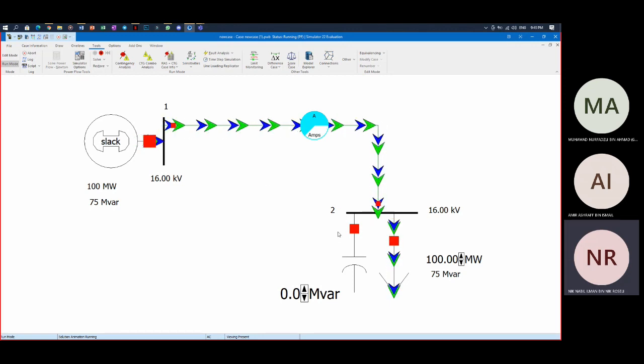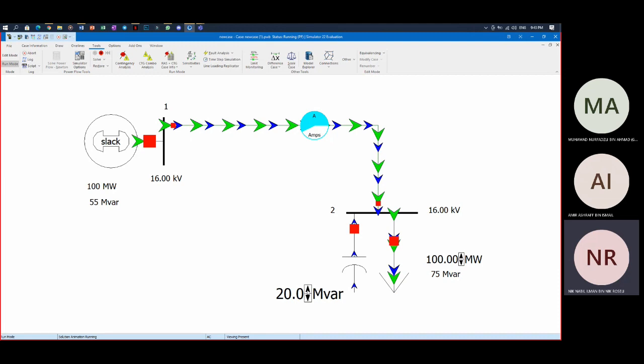As you can see, we have connected the switch shunt at bus 2, and we can control the megavar of the switch shunt. When the switch is at 0.0 megavar, we can see the reactive power and the real power are equal in value from bus 1 to bus 2. When I increase the value to 20, we start to see the reactive power is smaller than the real power from bus 1 to bus 2.